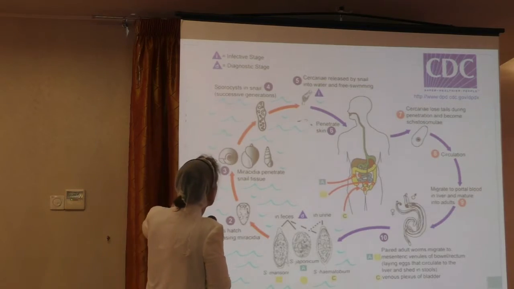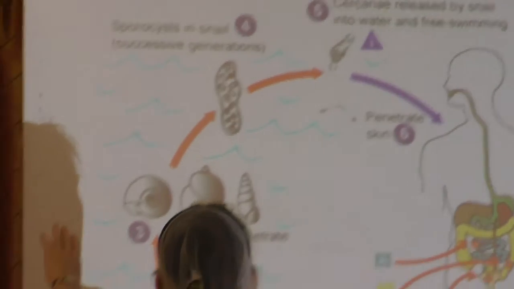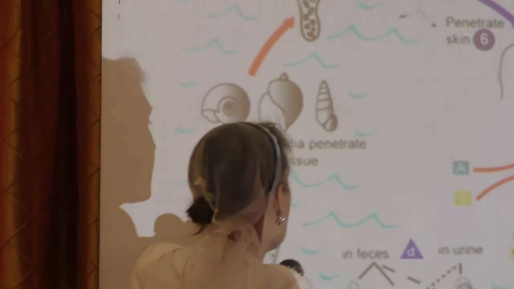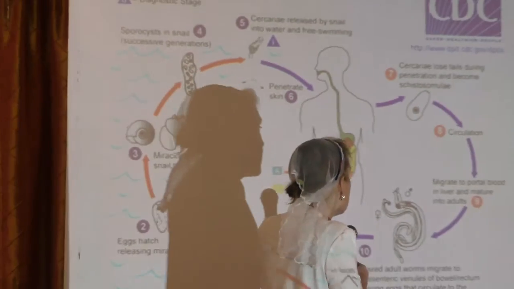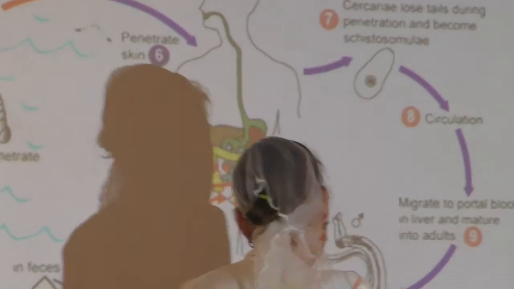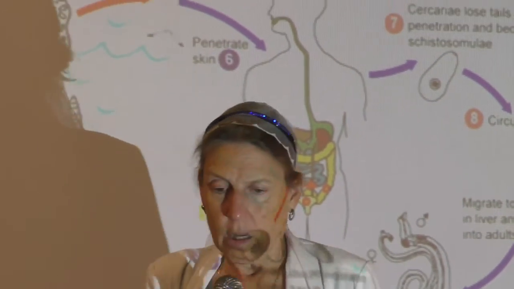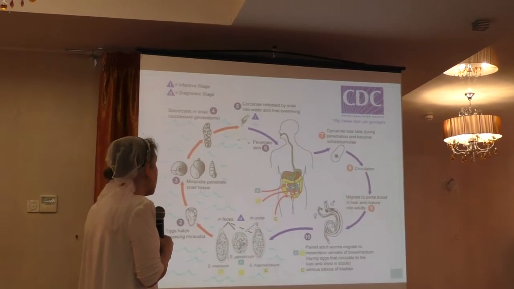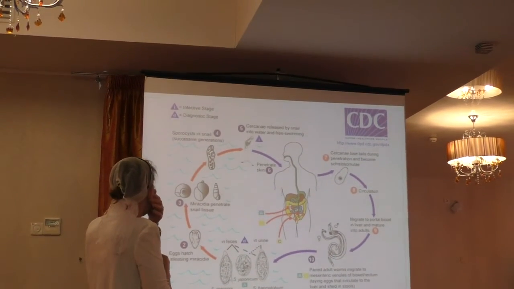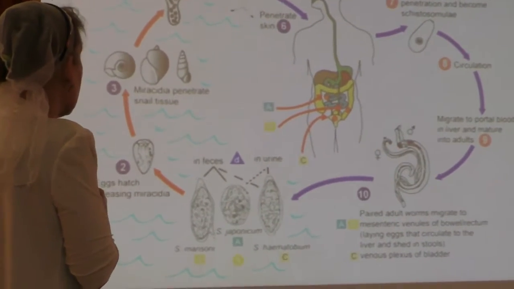Here the cercariae in the water, multiplying in snails, and then going into the skin, and on they go. Migrating to the portal system, maturing into adults, and then again going into the bladder and the female organs. All right, so obviously, in addition to chronic cases that cause infertility, you have acute illness that is fatal.